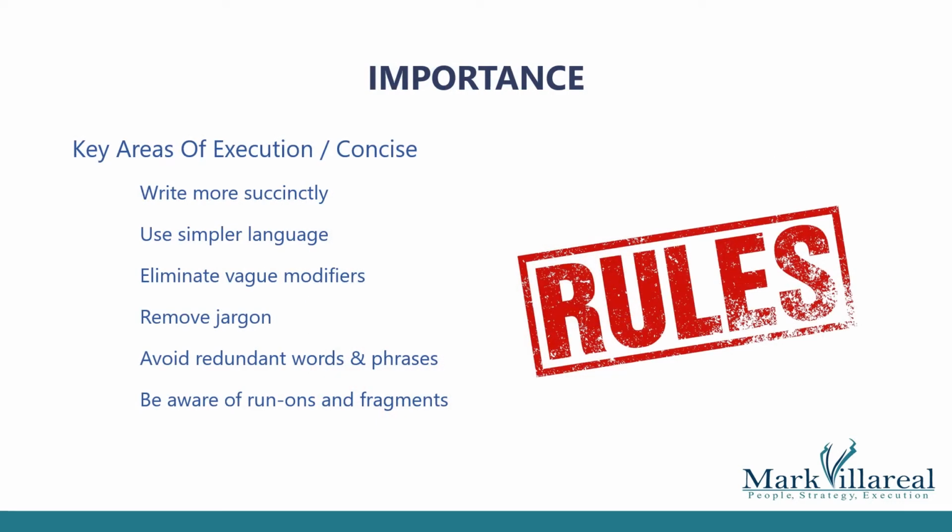Here we will speak about important rules. Key areas of execution: concise. Well, one of the most important rules is to write more succinctly. Say what you say, but do it briefly, directly, and precisely. Use simpler language. We mentioned earlier even writing at lower grade levels.